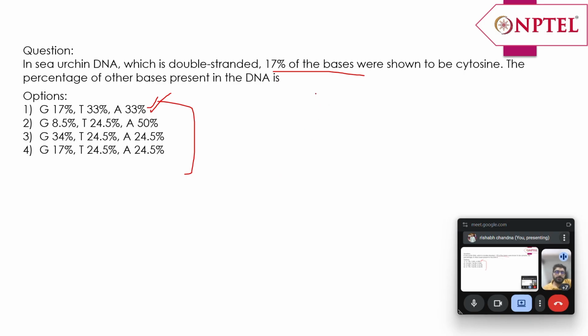Okay. So here we have given that the cytosine is around 17%. So cytosine will be equivalent to G, that is guanine, because cytosine pairs with guanine with three hydrogen bonds. So the number of guanine residues would also be 17%.